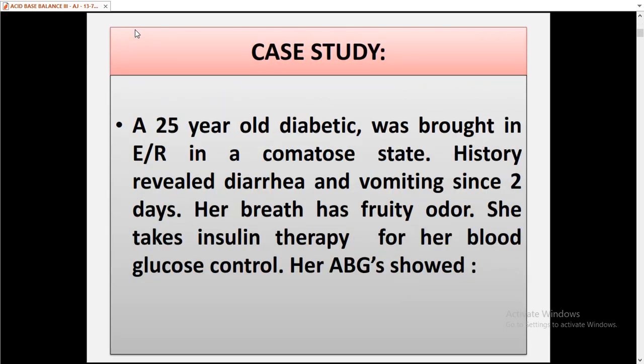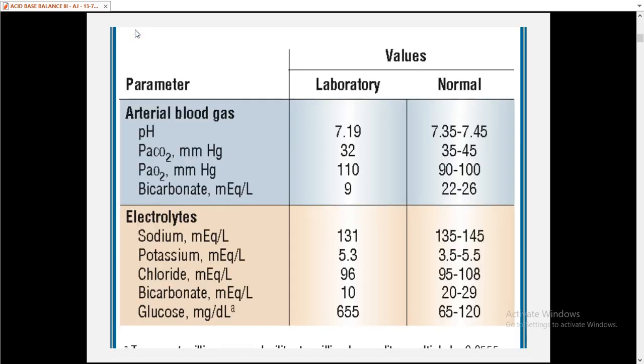The case of today's lecture is a 25-year-old diabetic patient who was brought to the emergency room in a comatose state. History revealed diarrhea and vomiting for 2 days, and her breath has a fruity odor. She takes insulin therapy for her blood glucose control, and her ABGs showed a pH of 7.19, a PaCO2 of 32, and PaO2 of 110, while bicarbonate level is 9.